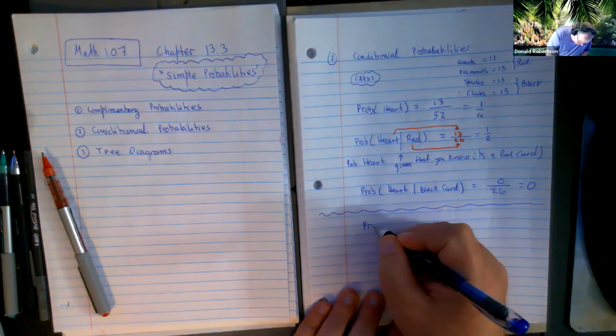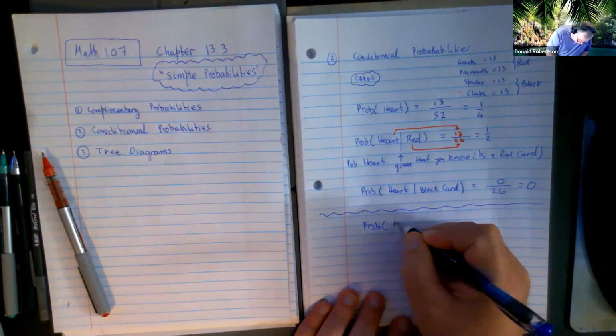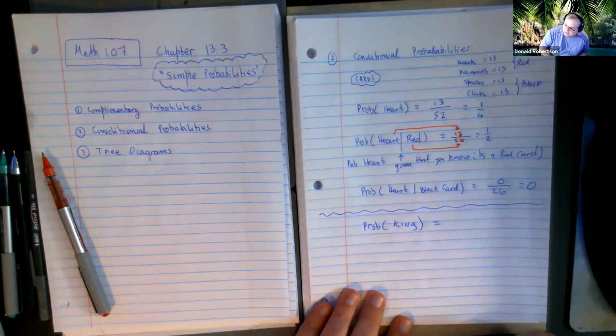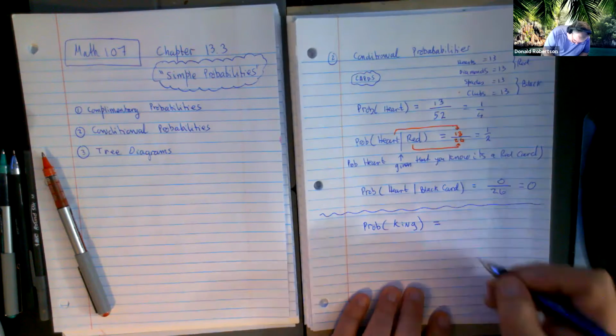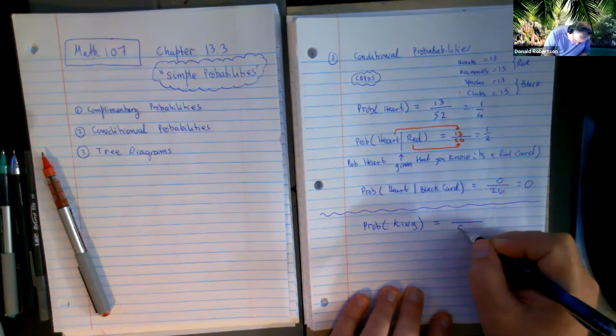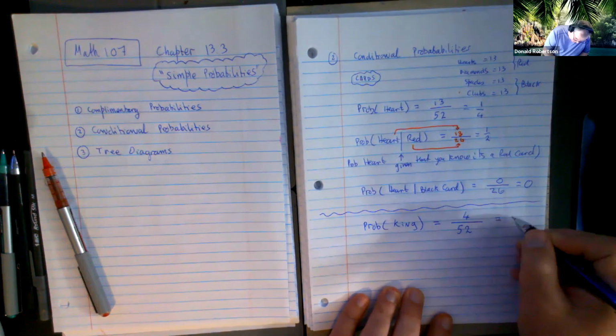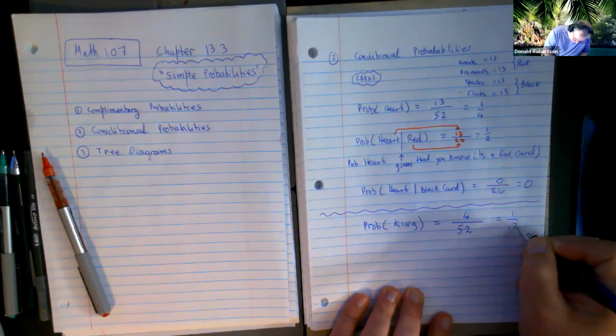Let's do an unconditional one, right? Just a straightforward one. The probability that you pick a card at random and it's a king. There are 52 cards in a deck. There are 4 kings. The answer simplifies down to 1 out of 13.